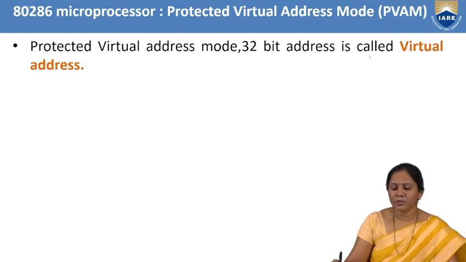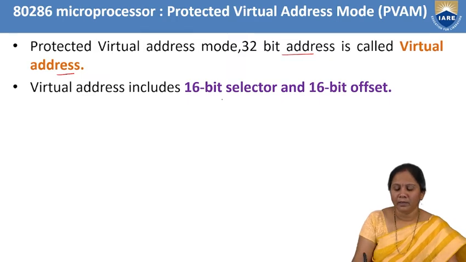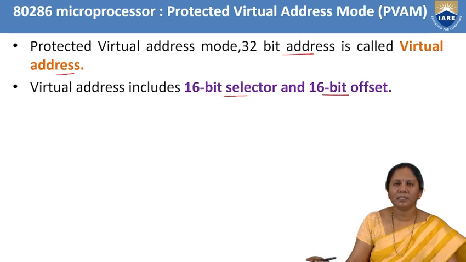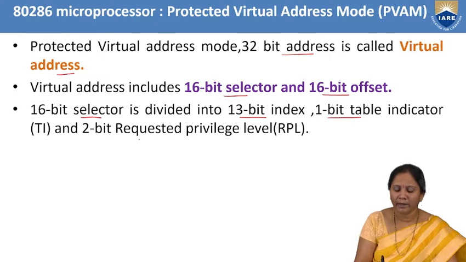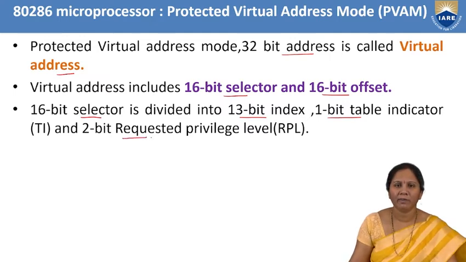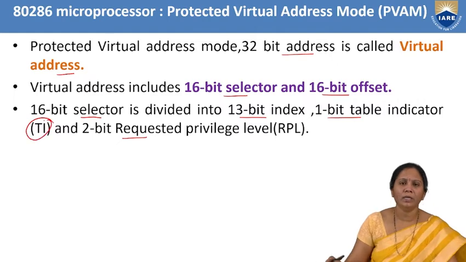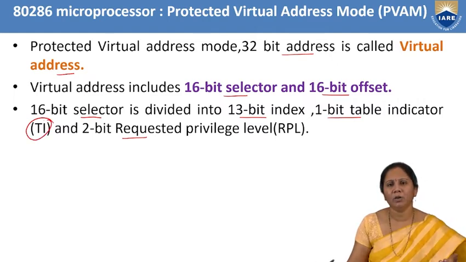Now, in the protected virtual address mode, the 32-bit address is called the virtual address. We have just seen the figure. It consists of a 16-bit selector and a 16-bit offset. The 16-bit selector is divided into a 13-bit index, a 1-bit table indicator and a 2-bit requested privilege level. Based on this table indicator, the local descriptor table or global descriptor table will be selected, which gives the 24-bit segment address.